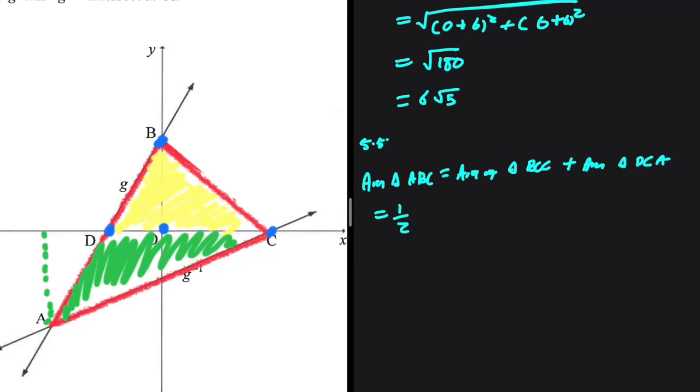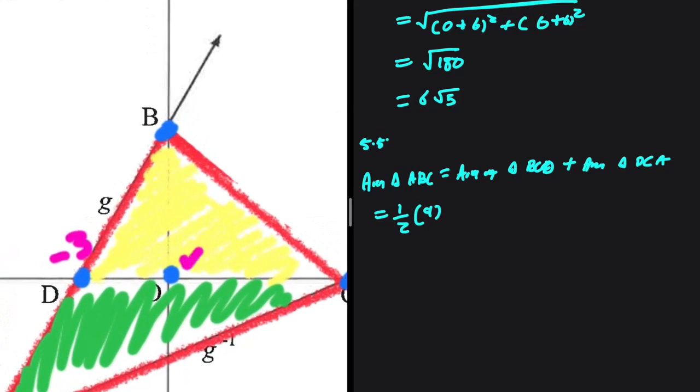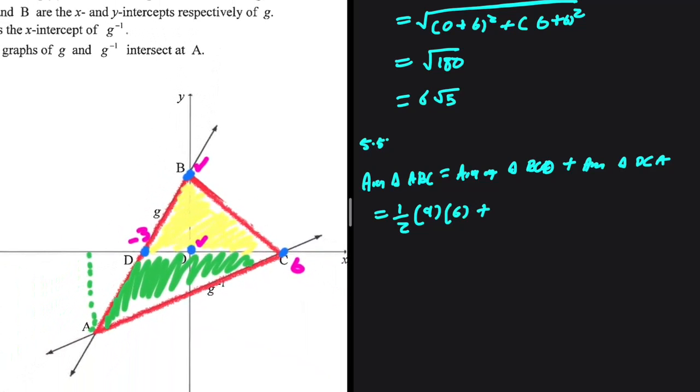The base of triangle BCD is DC. What is the length of DC? The x-coordinate of C is 6 and the x-coordinate of D is minus 3. So from D to C is 9 units. So we're going to have that there. And then the height from O to B is 6 units. The y-coordinate of O is 0 and the y-coordinate of B is 6. So we're going to have 9 multiplied by 6 plus the area of triangle DCA.